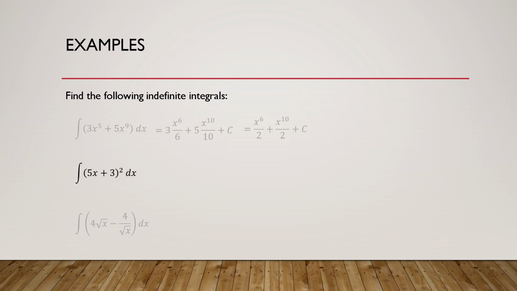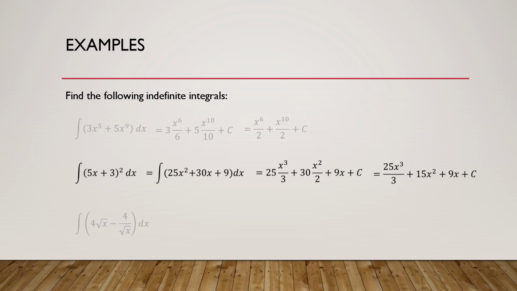The integral of (5x + 3) squared dx. For this problem, it will be simpler to FOIL out the squared binomial first, which then equals the integral of 25x squared + 30x + 9 dx, which equals 25 times x cubed over 3 + 30 times x squared over 2 + 9x + c, which simplifies to 25x cubed over 3 + 15x squared + 9x + c.